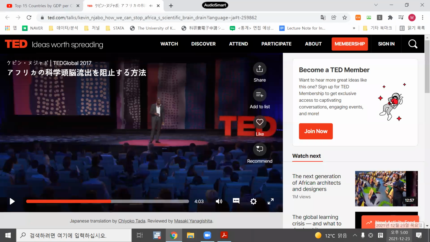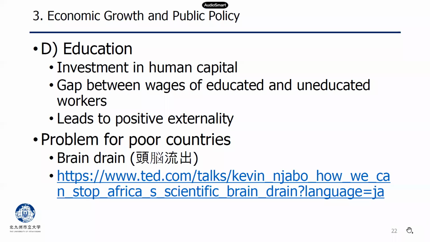Okay, so you can see that he is very worried about brain drain. People who are smart can go abroad. Only a few people can do that. But if they do that, they sometimes choose not to return back.